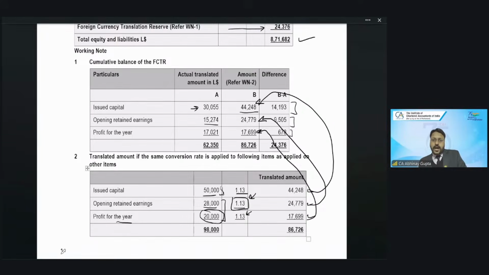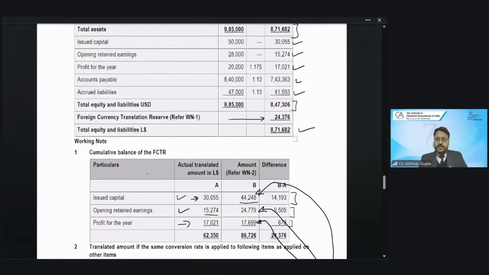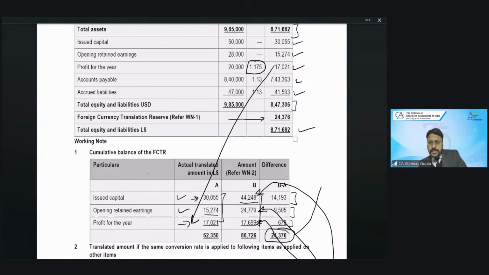Correct? Now I already have this given in the question, this given in the question, and this I have arrived from by converting it at the closing rate, and this at the weighted average rate during the year. Correct? Yes, sir. So if these three set of items I match with these three set of items converted at the closing rate, the delta I will be able to calculate: 24,376. And this delta is nothing but the foreign currency translation reserve, FCTR, right?